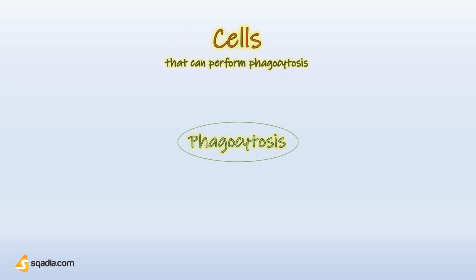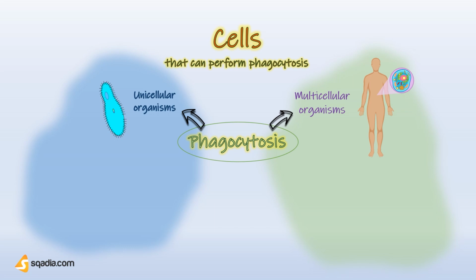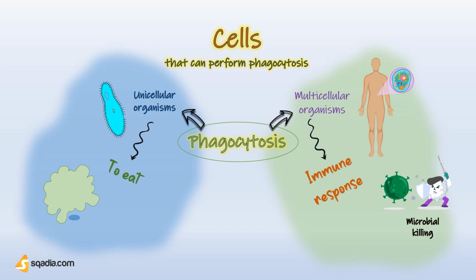Phagocytosis can be performed by both unicellular and multicellular organisms. Unicellular organisms, such as amoeba, perform phagocytosis, but instead of destroying infected cells or viruses, they use it to eat. Multicellular organisms use phagocytosis as an immune response, where these cells either completely kill the invading pathogen or present it as antigen to generate an immune response against it.